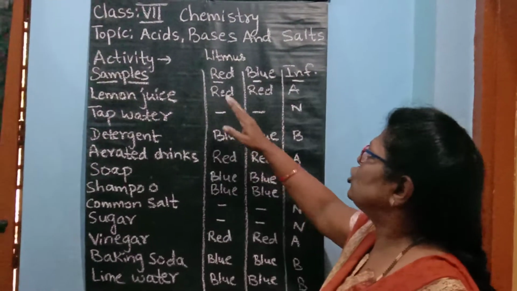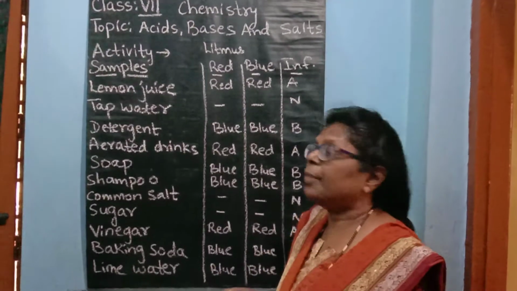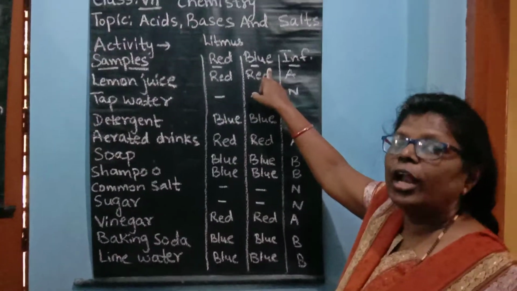Then come to the next column. Next is litmus. For litmus you can take two colored papers. One is red color paper. The second one we will take is blue color paper.